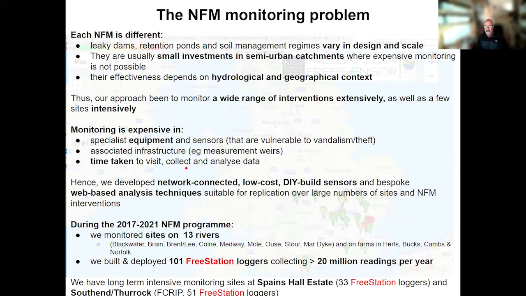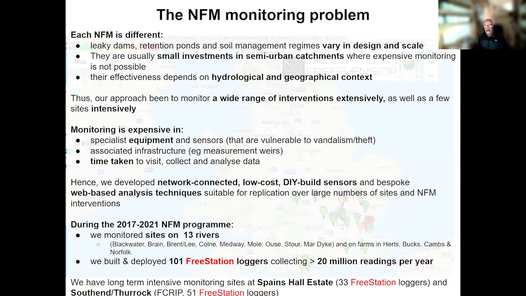Now, there's a lot of detail on this slide. I don't need you to read it. I'll make the slides available to you. But when it comes to natural flood management, the problem with monitoring natural flood management is that leaky dams, retention ponds, soil management regimes vary in design and scale. So you can't just monitor one and hope that the results of that apply to others.